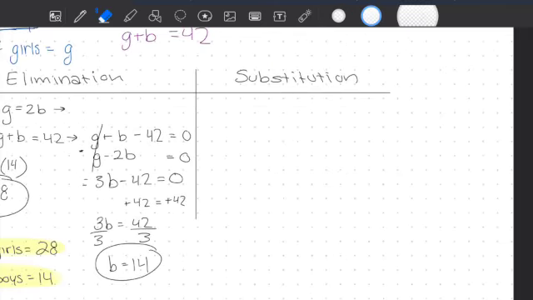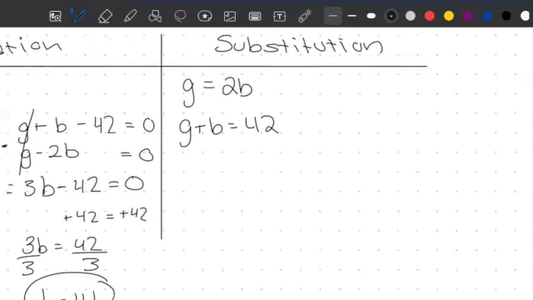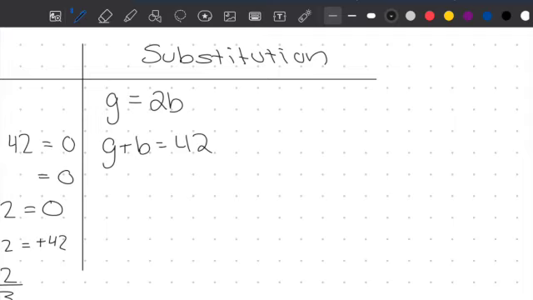Awesome. So let's talk about substitution. I'm going to use the same equations that I did before. So g equals 2b and g plus b equals 42. Those are my two equations for substitution. What I'm going to do is replace or substitute one of the variables with an equation so that I only have one variable left over.